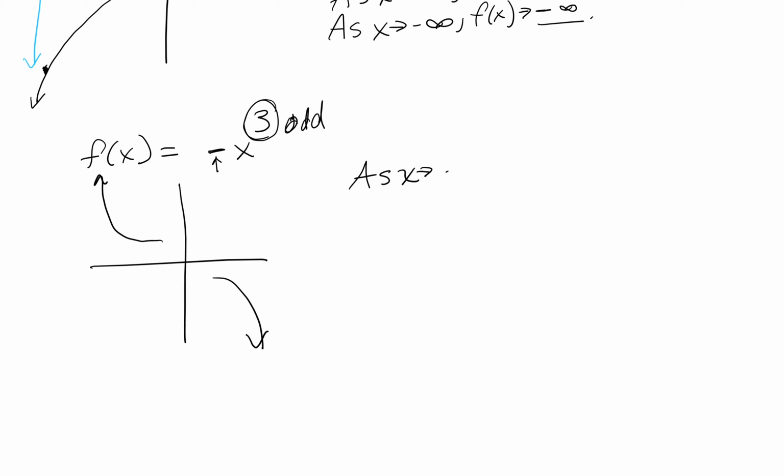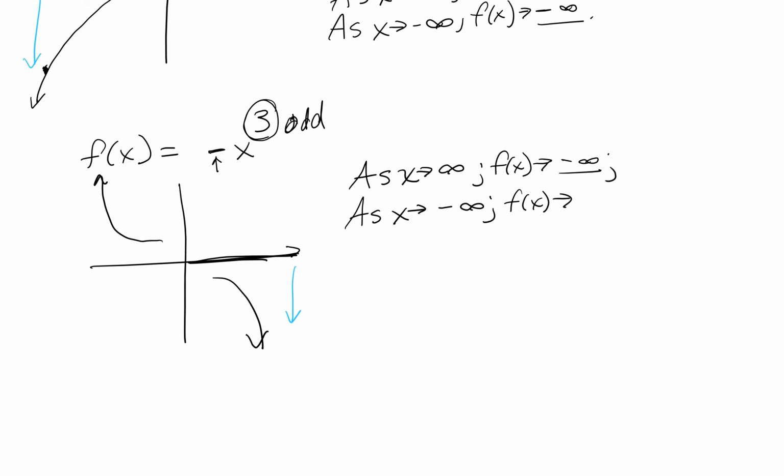As x approaches infinity, the function f of x approaches what? So here we are going to the right-hand side, and our function values are going down. So this would go to negative infinity. And then as x approaches negative infinity, our function values are doing what? As we're going to the left-hand side, in this case, our function values are going up. Our y values are going up. So we're going to positive infinity.